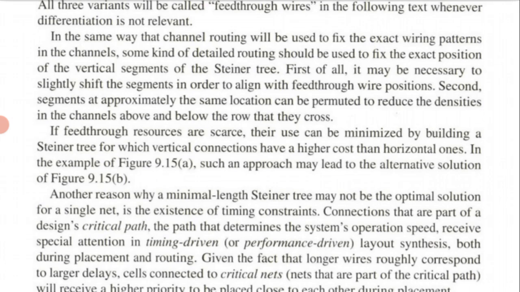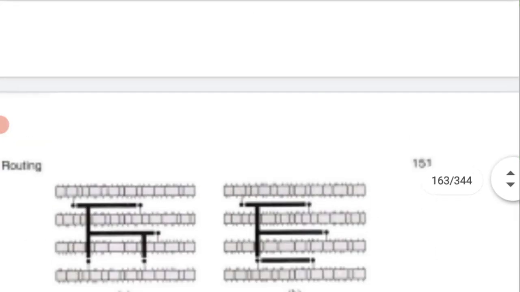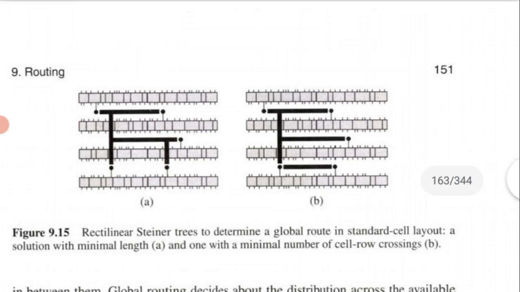In the figure above, in the first figure we know how many feed through cells there are. There are 3 feed through cells. If the resources are not available, then we have to go for the second one. In the second one, the connection is made between the third row and the fourth row, between two blocks. That is, if the third feed through cell is not available, we have to go for this one, which is very costly.